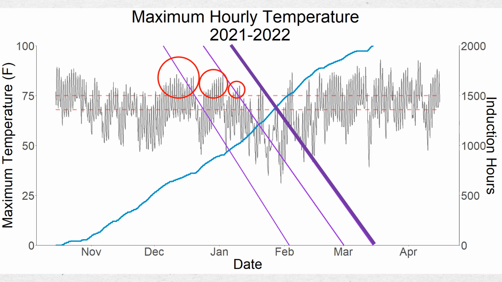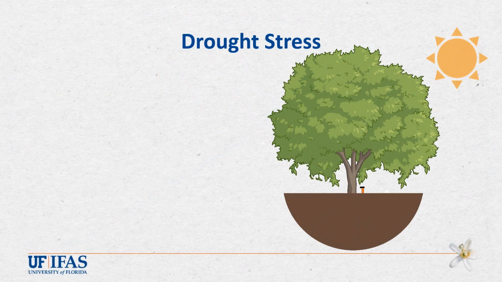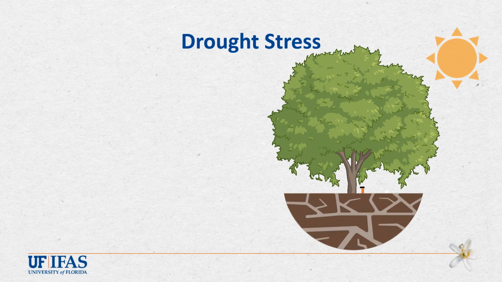This lines up with what we discussed earlier. As more induction hours are accumulated, less warm weather is needed to trigger the start of differentiation. Now we've come full circle and seen how both cool and warm temperatures play a role in floral bud induction and differentiation. Now let's move on to our next topic, how drought stress can induce flowering.